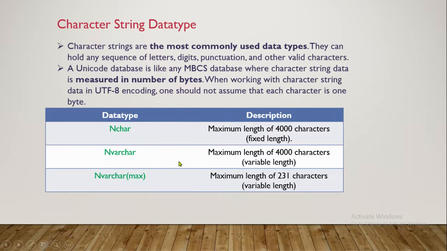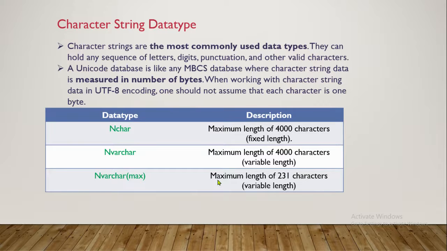Nvarchar, maximum length of 4,000 characters. Nvarchar is variable length. It is like a varchar, but in nvarchar we use Unicode data, measured in number of bytes. That is why you can call it Unicode data. Okay. Now in nvarchar max, maximum length of 2^31 characters, variable length it is.